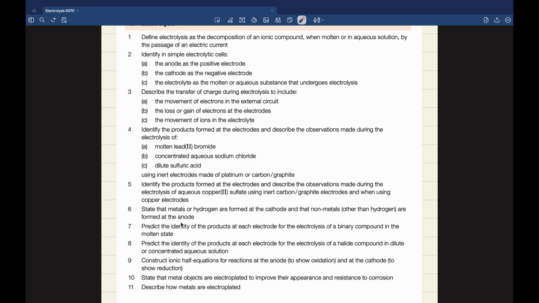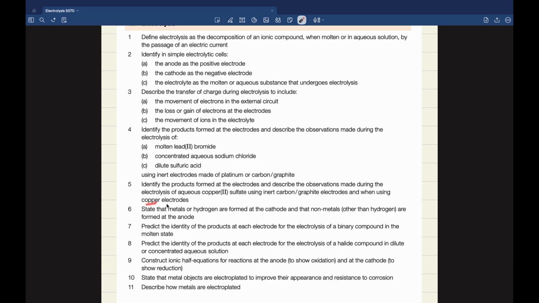Non-metals other than hydrogen are all formed at the anode, again because those are the anions that go to the anode, and anions are always non-metals, okay? Hydrogen is the only exception, by the way. As I told you, hydrogen is part of the reactivity series as a reference. Identify the products formed at the electrodes and describe the observations made during electrolysis of aqueous copper sulfate using inert electrodes, which we did at the start, right? In which we said that the light blue color is fading and all.